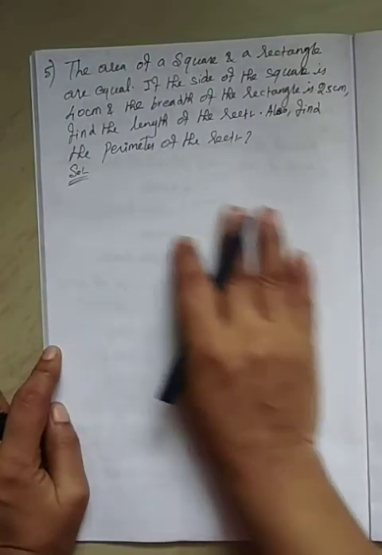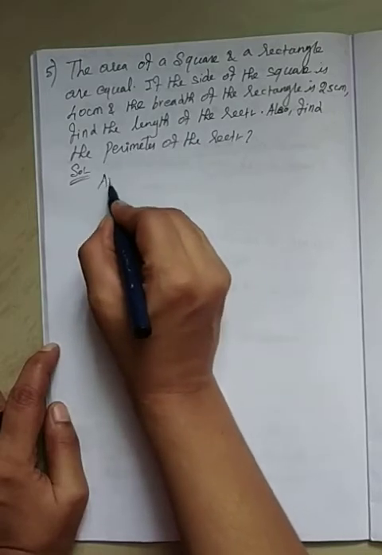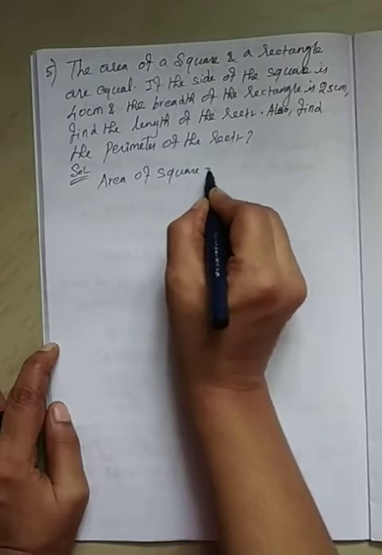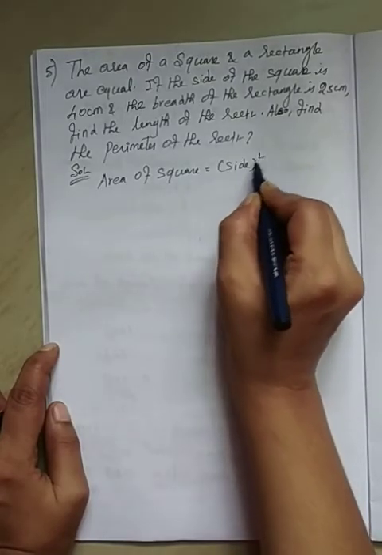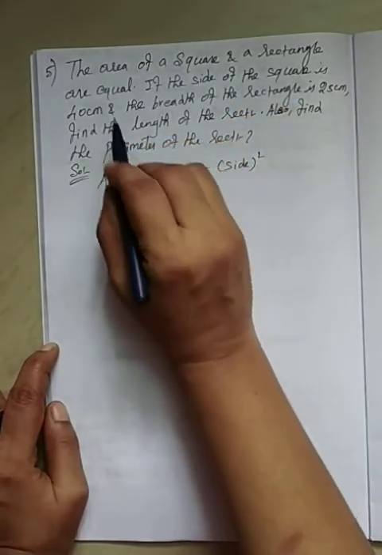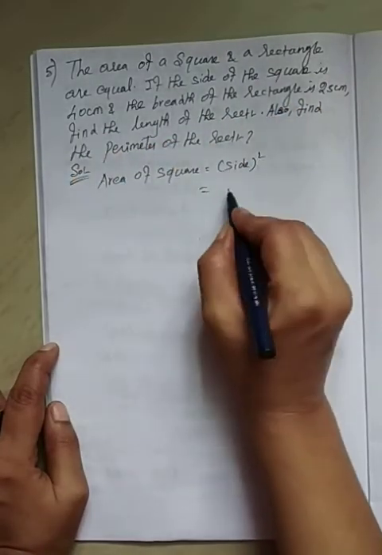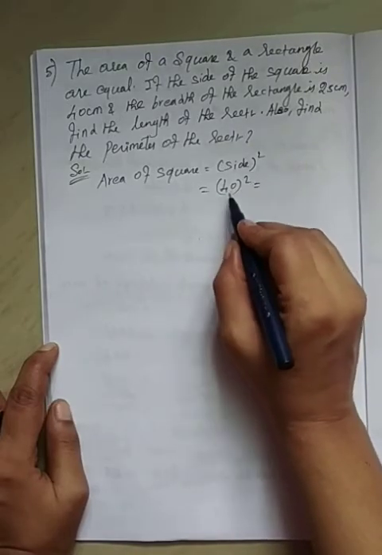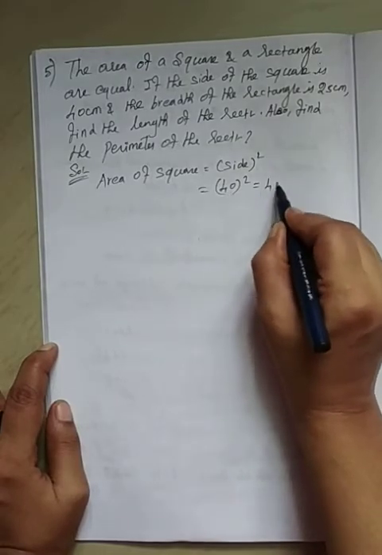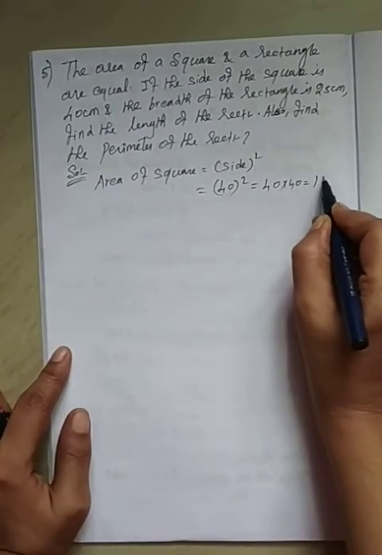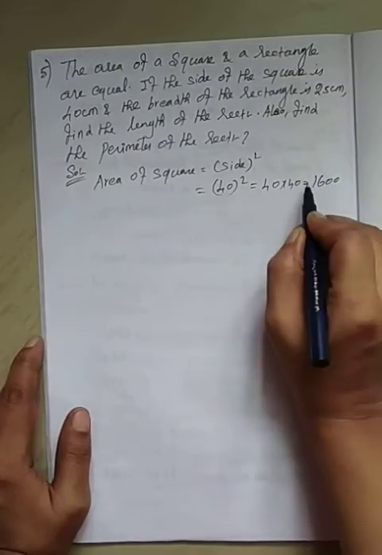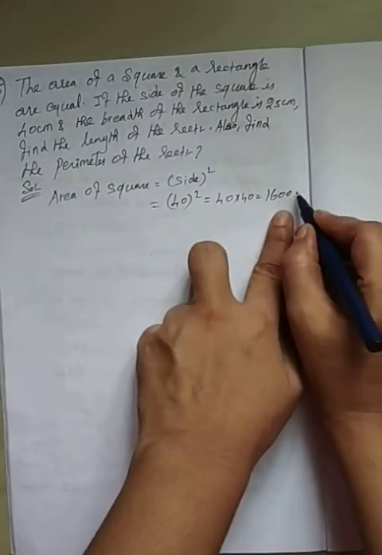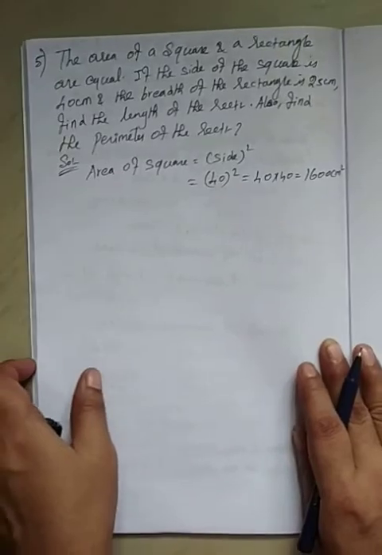Area of the square, everybody knows, what is the formula for the area of a square? Side squared, right? See here, what is the side? The side of the square is 40 centimeter. So 40 squared. See here, 40 squared means 40 into 40. So 40 into 40, what will you get? 1600. This is centimeter square. So you have to write 1600 centimeter square.